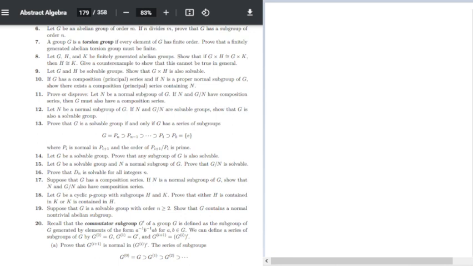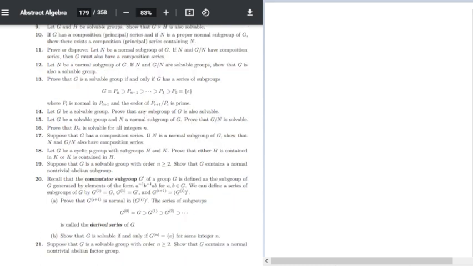G is a solvable group if and only if G has a series of subgroups with G_0 equal to the trivial group and the order of G_{i+1} over G_i prime. I mean, the thing is, the order of this is going to need to be prime, because if it's not, if there's a prime that divides it, there's an element of that order. Take the cyclic group of that, and we have a non-normal series.